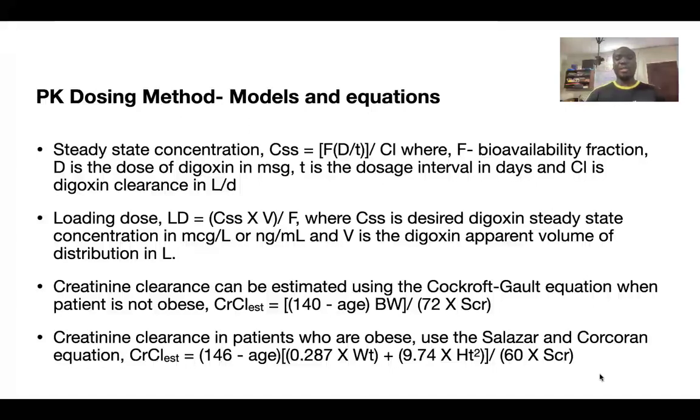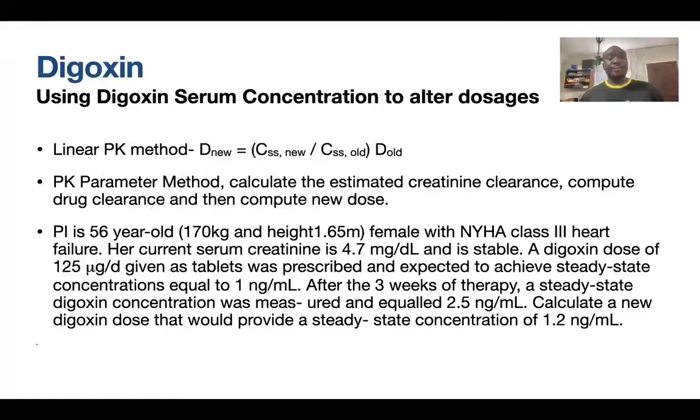Creatinine clearance can also be estimated using the Cockcroft-Gault equation. When the patient is not obese, you can use that to estimate the patient's creatinine clearance. The equation is as indicated. And then if the patient is obese, of course, you use the Salazar and Corcoran equation, which is presented as well. You can also use the current digoxin serum concentration of a patient to alter their next dose.